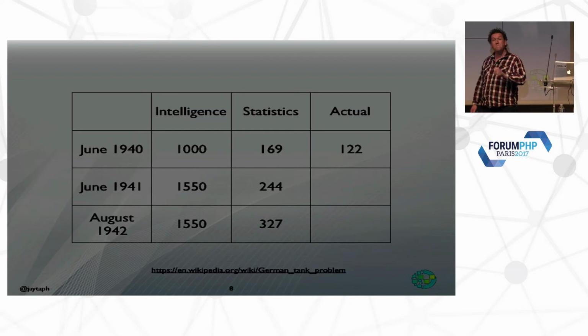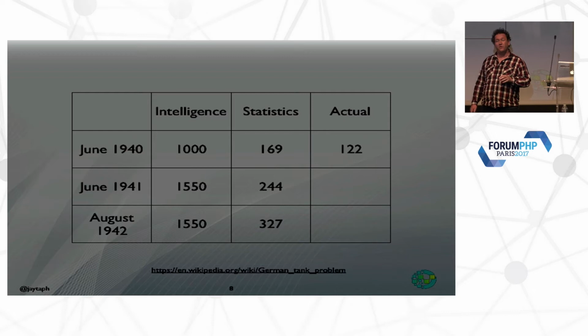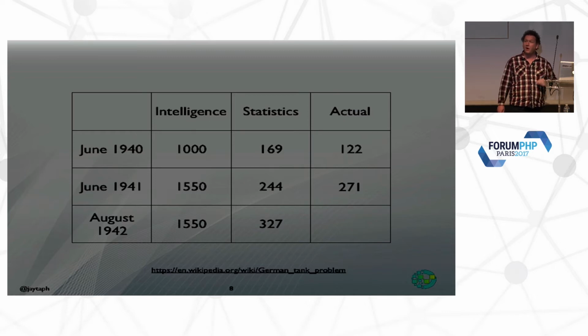So the statistical formula was much better than the Allied intelligence. One year later, they estimated 1,550 tanks, but the statistical formula says, no, we estimate 244. And it was 271, so it's really, really close. In August 1942, I think intelligence just gave up. They gave the same number, like whatever. Statistics said no, around 372. And it was 342. So that's actually pretty close. By just two bits of information, how many tanks do we see and what kind of identification do the tanks have?